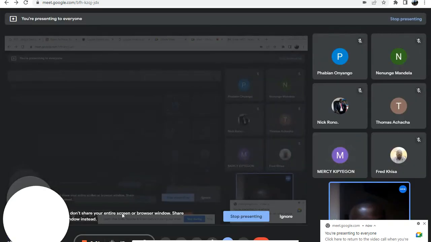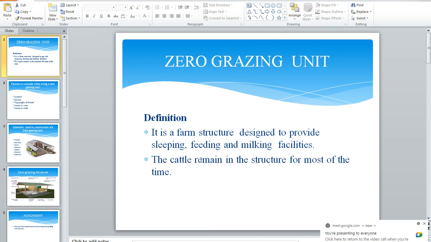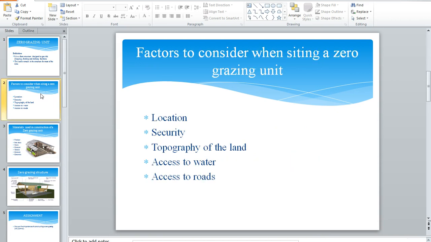animals. And basically, when we talk of the animals, we are talking about the feeding, the milking, and also sleeping and resting. So far, it is being used for cattle majorly. So let's move to the factors to consider when siting a zero grazing unit. What are some of the factors that a farmer should consider before siting a zero grazing unit?